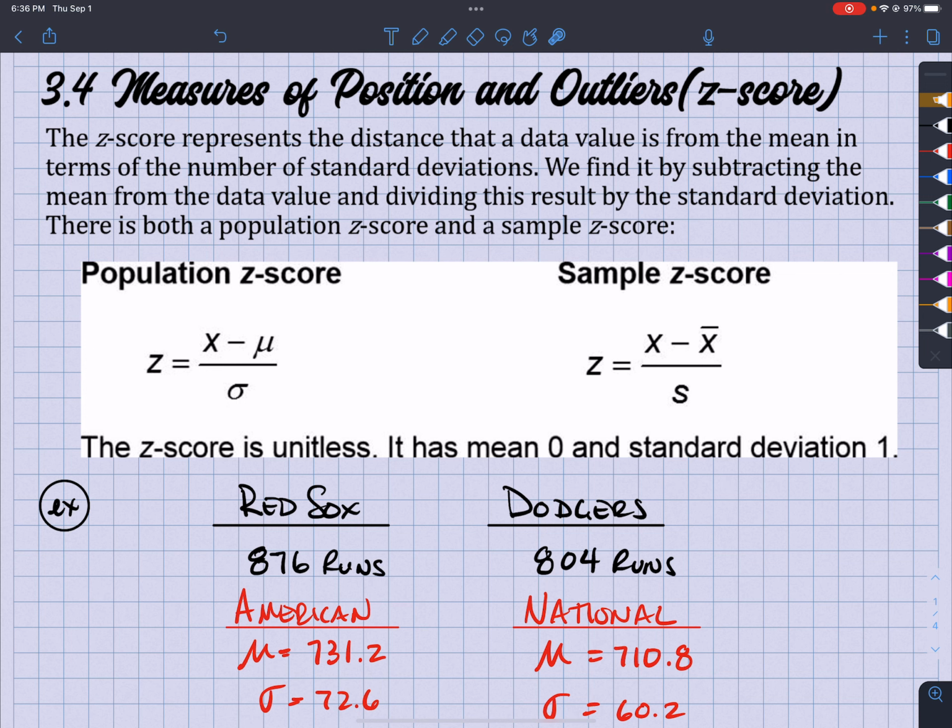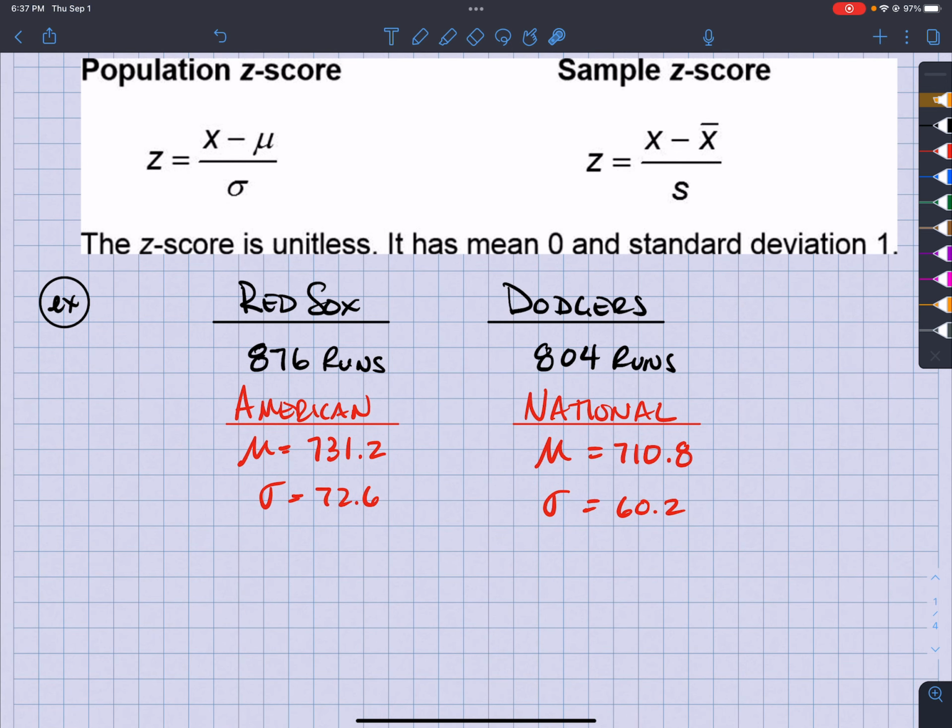So in the population Z-score, we just got to make sure that we're using the population mean and the population standard deviation. And in the sample, we got to make sure that we're using the sample mean and the sample standard deviation. So let's take, for example, that this season, Red Sox had 876 runs, Dodgers had 804 runs. And let's see who had a better season compared to their league. Red Sox are in the American League and the Dodgers are in the National League. So let's compare them based on their leagues.